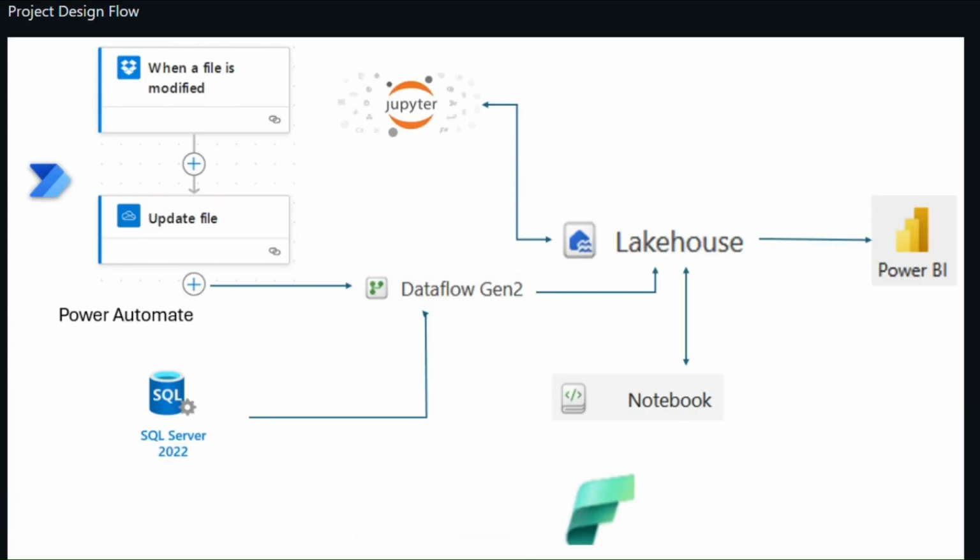Here you see my project's data flow. In the first step, I use Power Automate to copy sales data from Dropbox to OneDrive with a certain periodicity, which is mostly daily. I sent that file to Dataflow Gen 2 for further transformations and preparation before loading to Lakehouse.